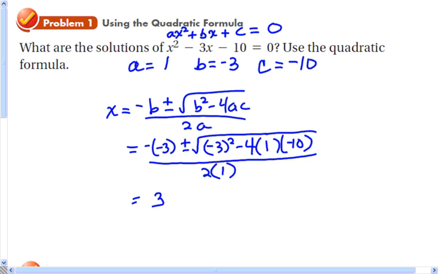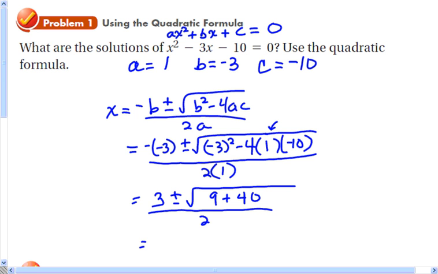The opposite of negative 3 is 3, plus or minus. If we do negative 3 squared, that's 9. And notice we have 2 negatives over here, so that's going to be positive 40. So we're going to have 9 plus 40, and divided by 2. And I really have 2 equations here because of the plus or minus, so I have 3 plus the square root of 49, which is 7, divided by 2, and 3 minus 7 divided by 2.